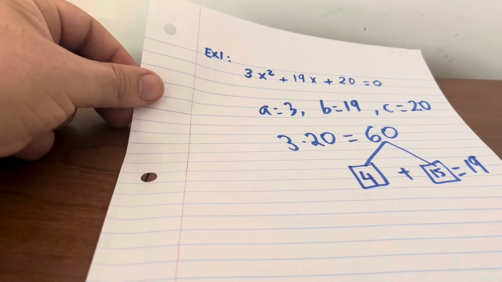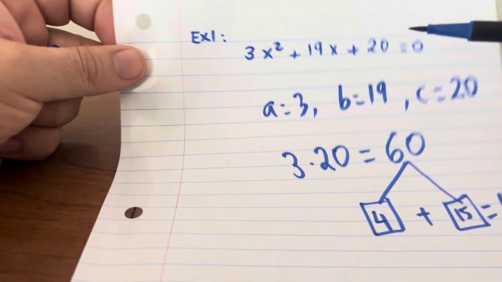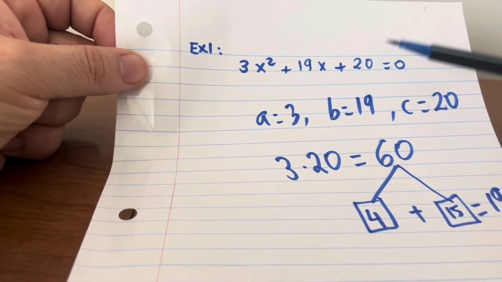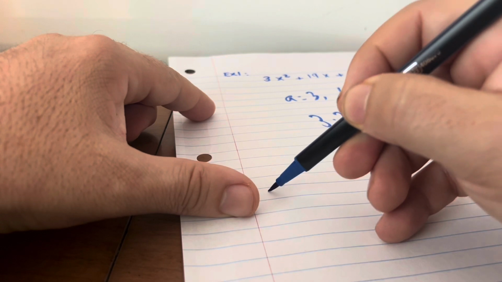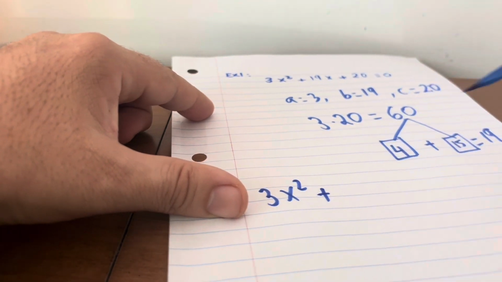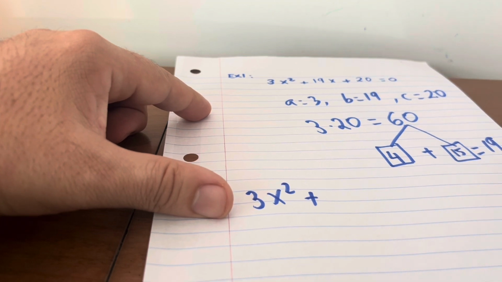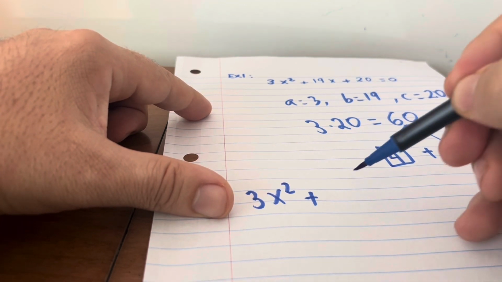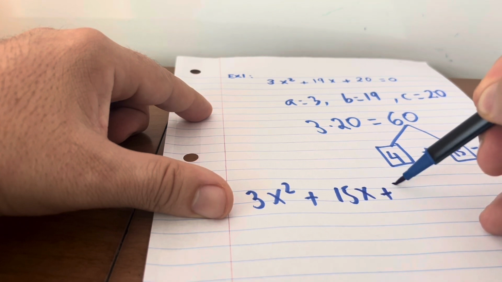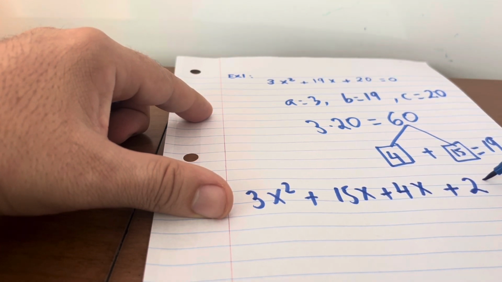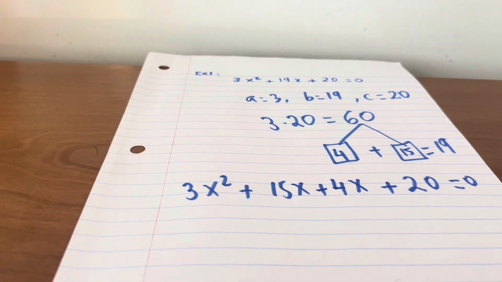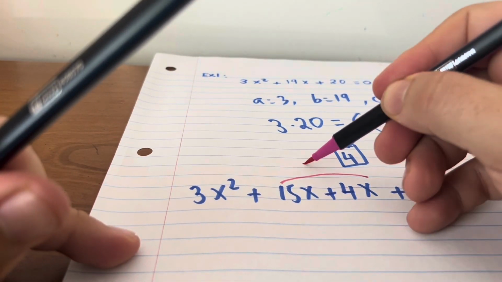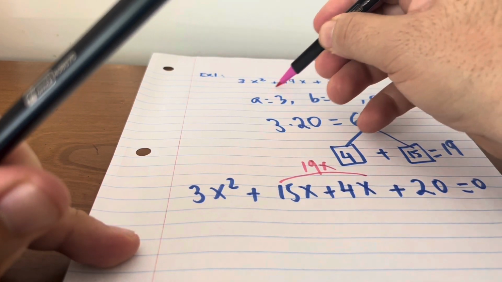It's 4 and 15. Now we're going to rewrite 3x squared plus 19x plus 20. Another way, we write 3x squared and 19x as 15x plus 4x plus 20 equal to 0. You notice this is the same as 19x.